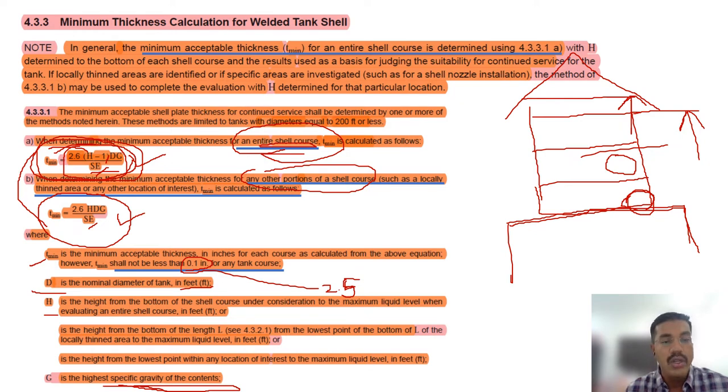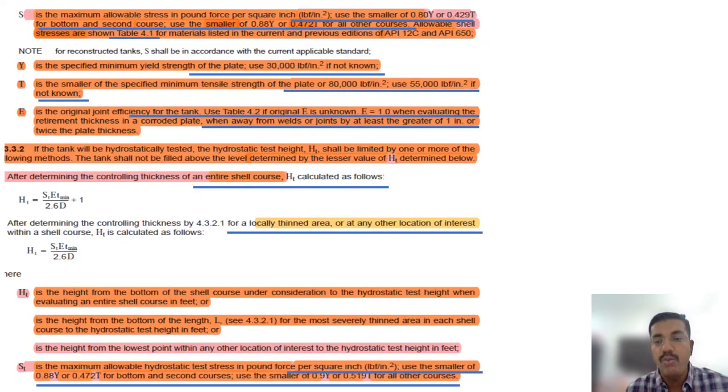Now the balance is S and E. How to find S and E? S is the maximum allowable stress in pounds per square inch. Use the smaller of 0.8 Y, where Y is the yield strength. If the yield strength is given in the question, you do not need to go to the table. You can find it by 0.8 Y or 0.429 T, where T is the maximum tensile strength. So by these two ways, you can find the value of the maximum allowable stress.